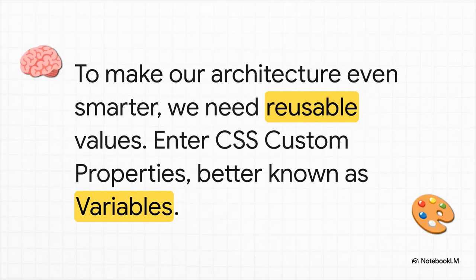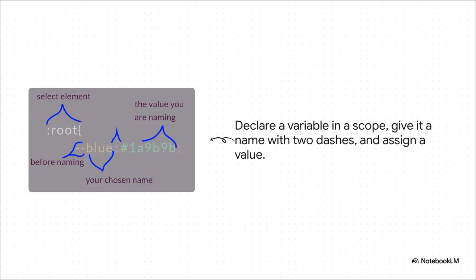Now, a huge part of clean code is this principle of don't repeat yourself. If your company's brand color is used in 20 different places on your site, you shouldn't have to type out that color code 20 times. That's where CSS Custom Properties, or as we all really call them, variables, come into play. And just look at how simple the syntax is. You define a variable, usually for the whole site, give it a name with 2 dashes, and set the value.